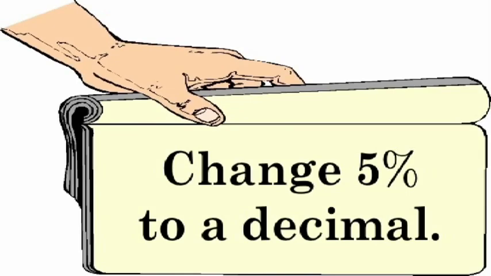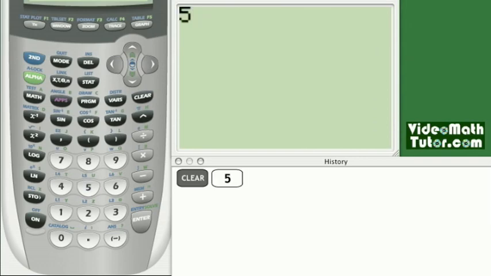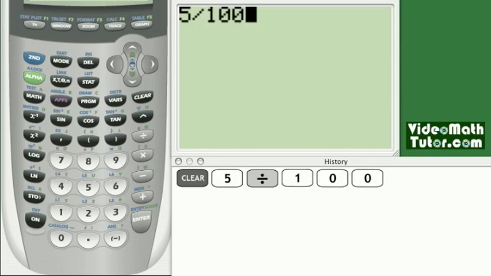Change 5% to a decimal. Let's clear our display. Put in our percentage, 5. Now, to make this a decimal, just divide by 100. Divided by 100. And of course, enter. And there's our answer.